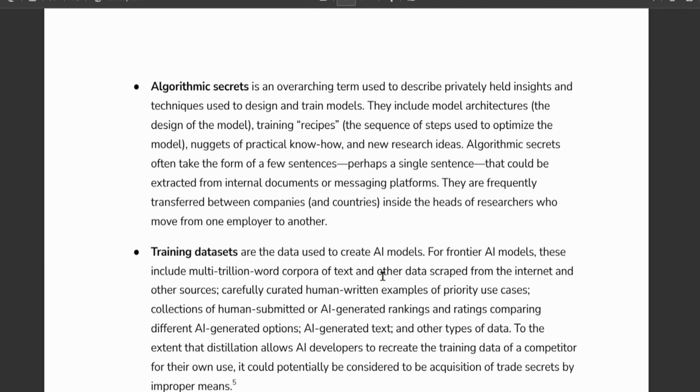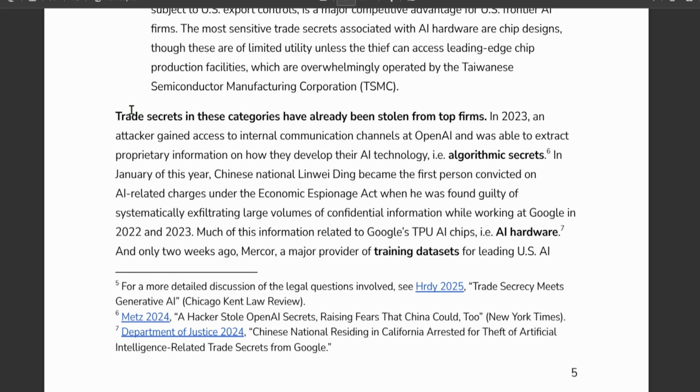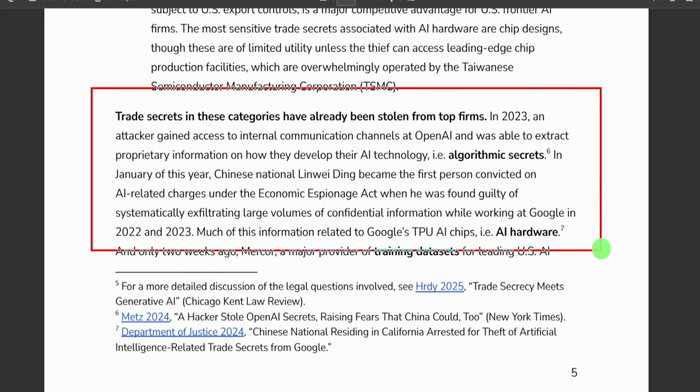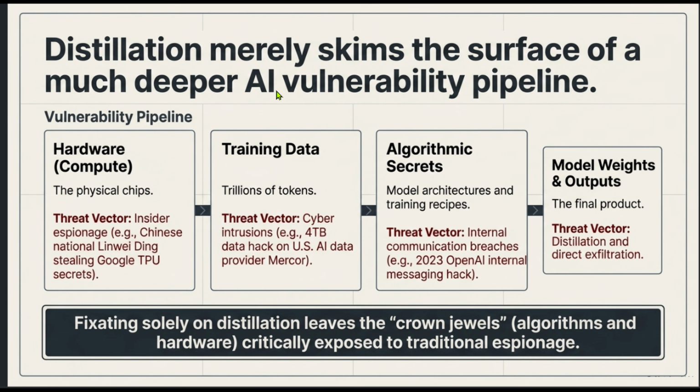Toner warns that hyper-focusing on distillation is actually a dangerous policy distraction. The real existential threats to US intellectual property are traditional cyber-intrusions and malicious insider threats. For example, in early 2024, a Chinese national named Lin Wei-ding was convicted of systematically exfiltrating massive amounts of trade secrets related to Google's proprietary TPU AI hardware. And just recently, Mercor, a major provider of AI training datasets for leading US companies, was hacked, losing 4 terabytes of crucial data. These direct thefts of algorithmic secrets, model weights, and hardware designs are infinitely more damaging than just querying a public API to generate synthetic training data.